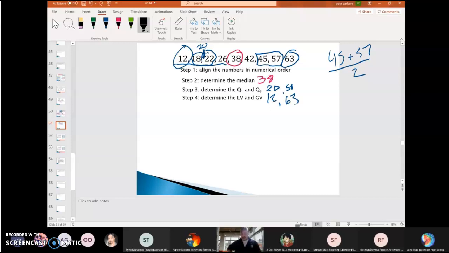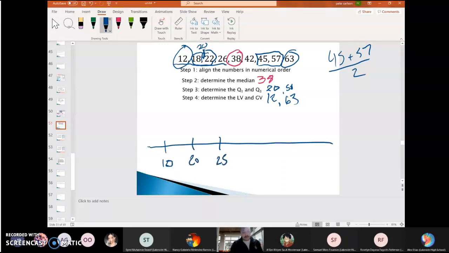So since we know our median, and we know our Q1 and Q3 and our lowest value and our greatest value, go ahead and make a box plot on your paper. And if you want to know what kind of number line to use, it goes from 12 to 60. So let's go ahead and make these go in units of 10. So we have 10, 20, 25, 30.